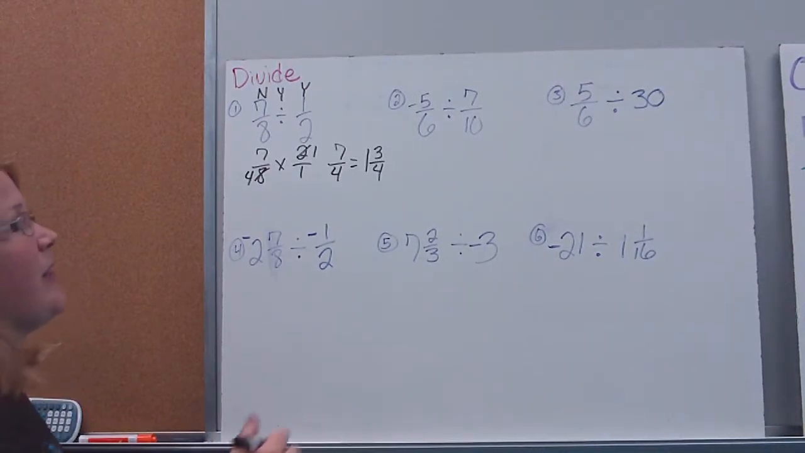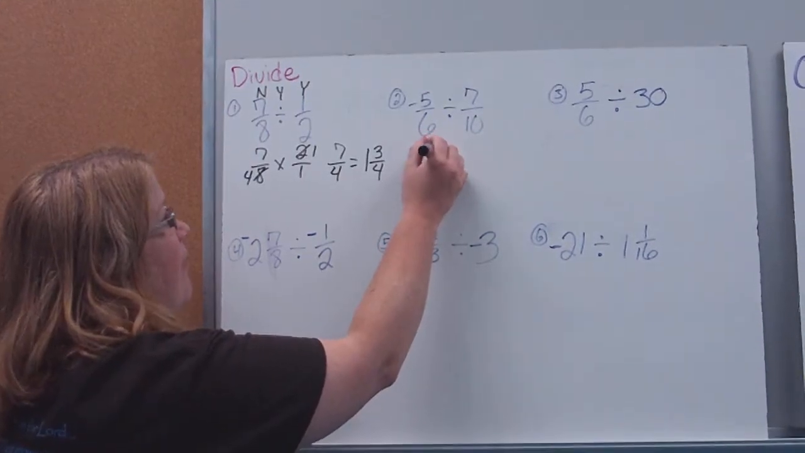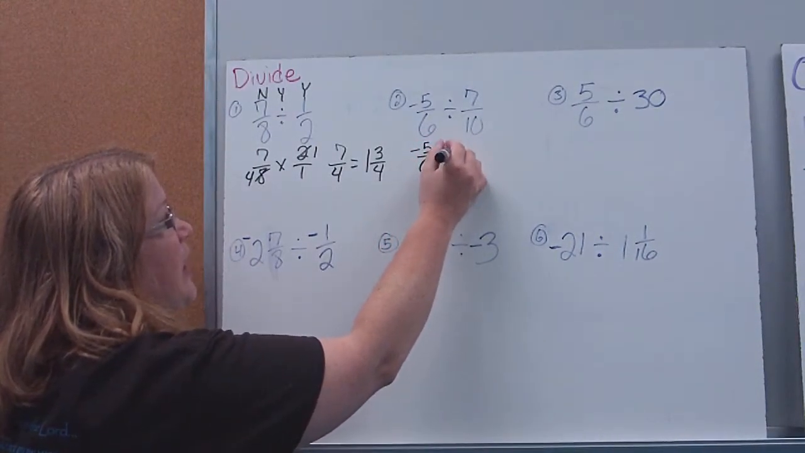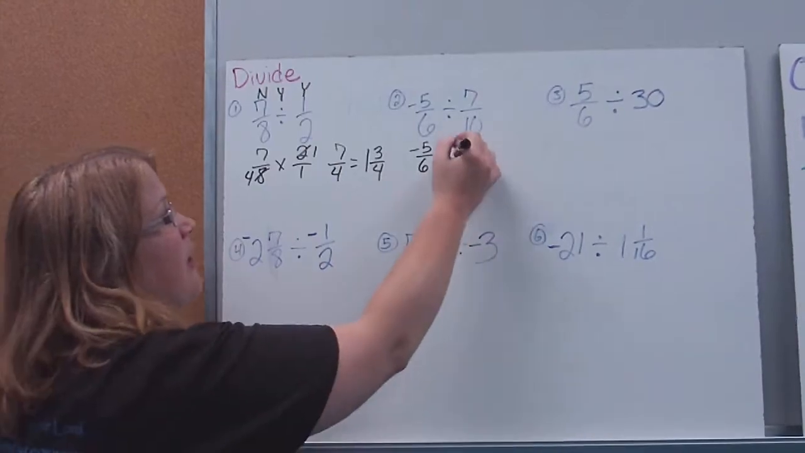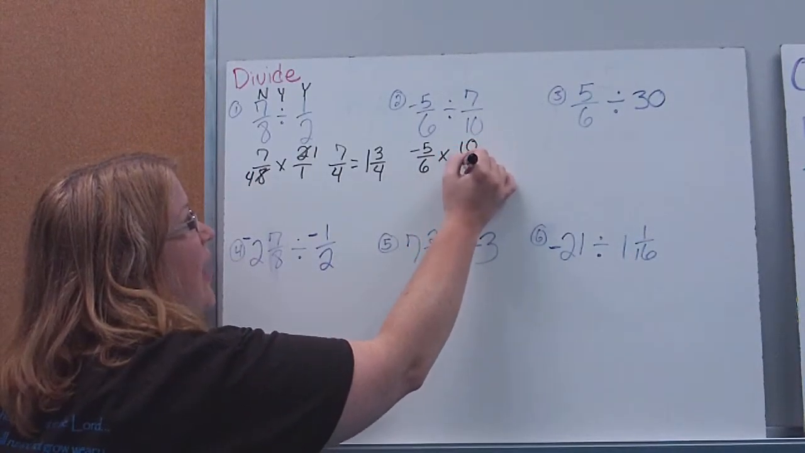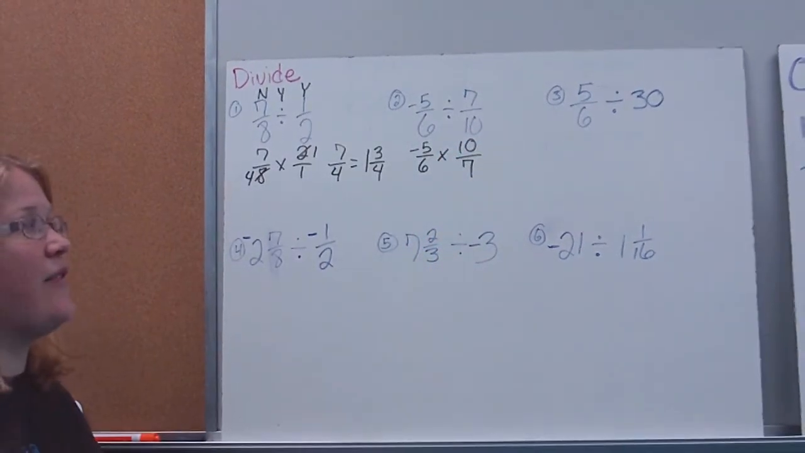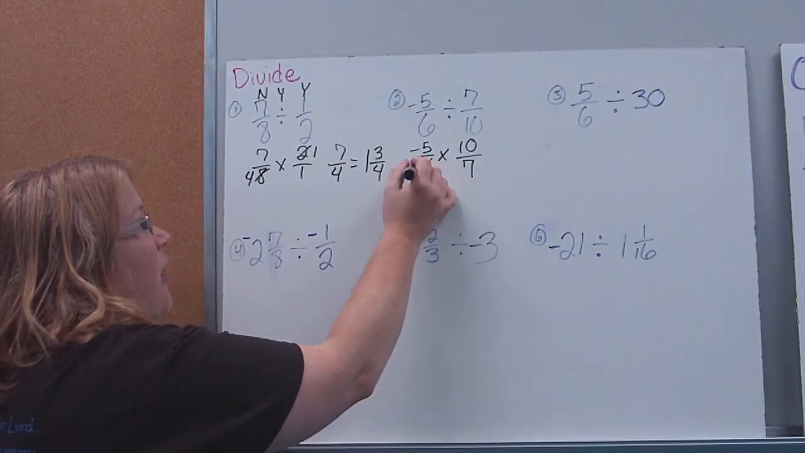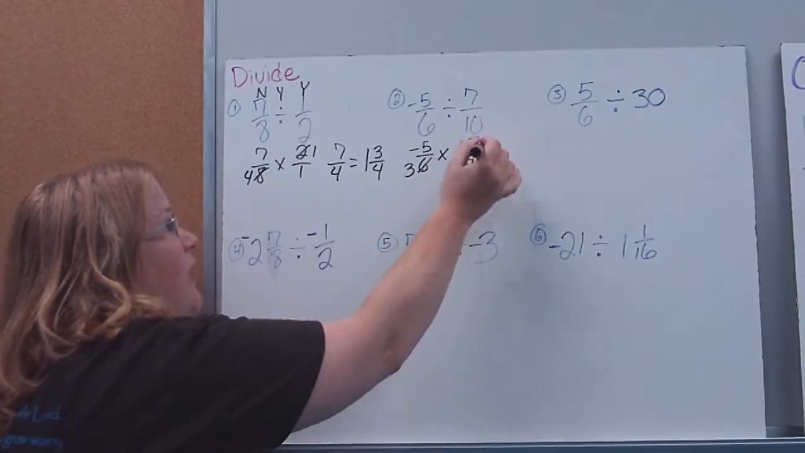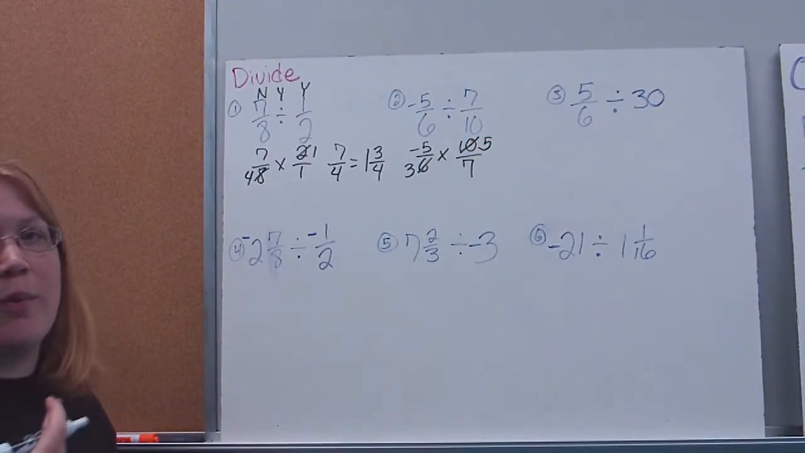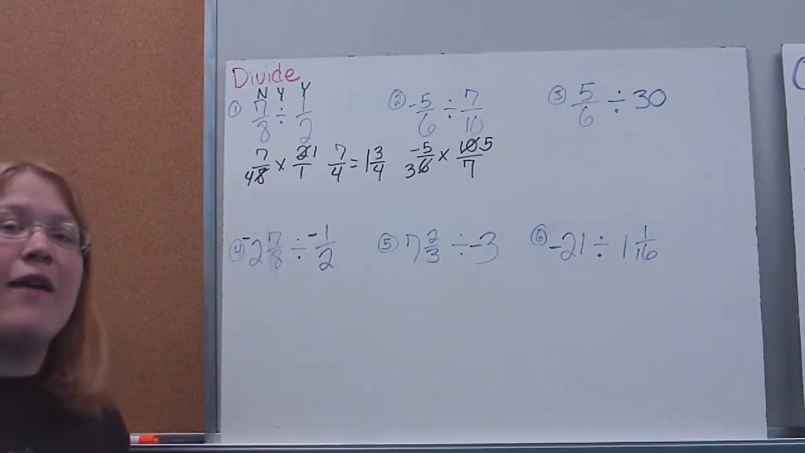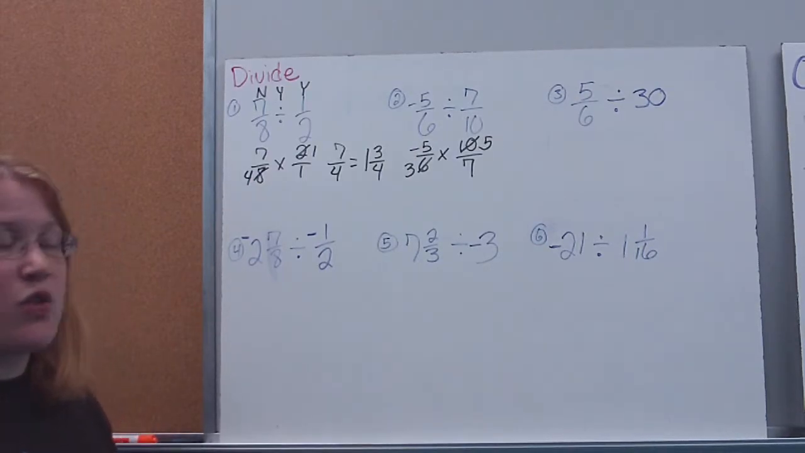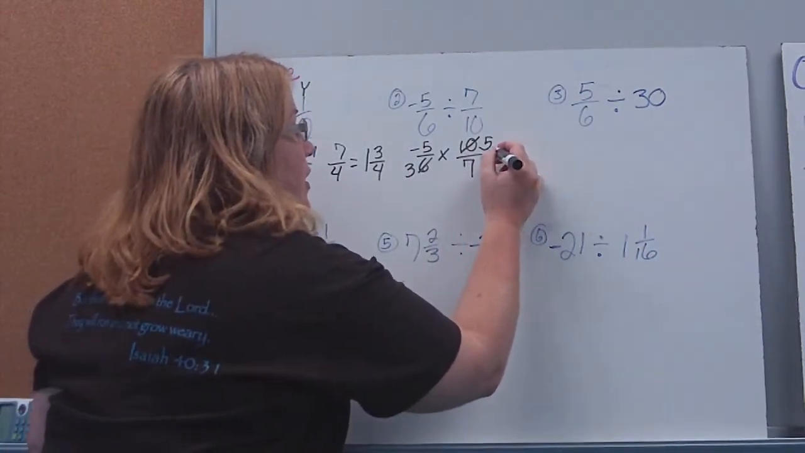All right, so we'll just keep going this way. So here I have negative 5/6, changing my division to multiplication, flip-flopping my second fraction. Instead of 7/10, I have 10/7. 6 and 10 have a common factor of 2. So I'm going to do that now just to make it a little easier, so I'm multiplying smaller numbers. I have one negative sign, which means my answer is going to become negative.